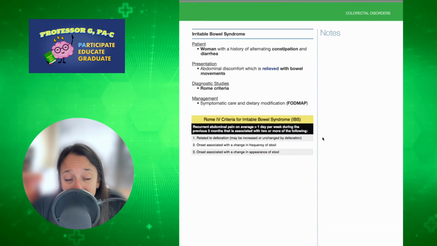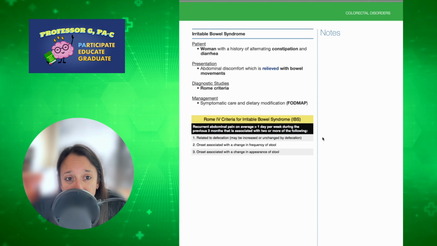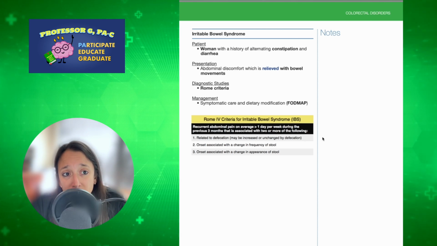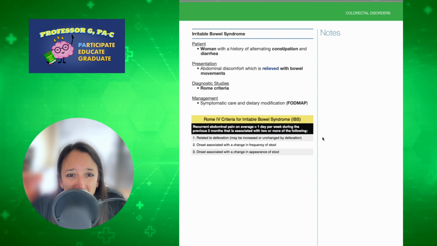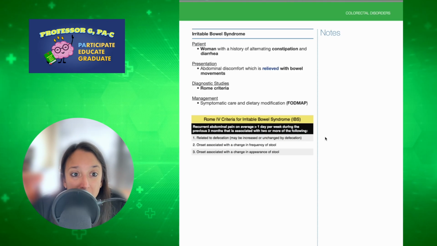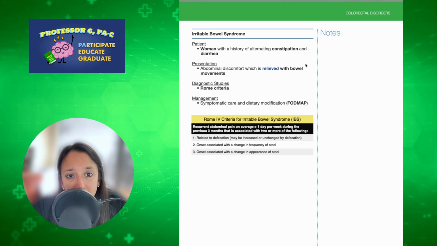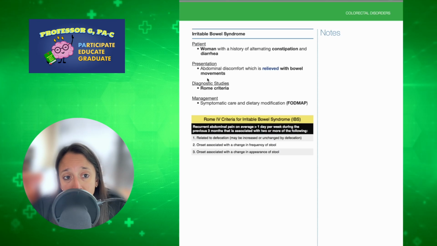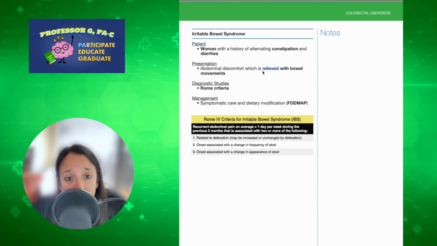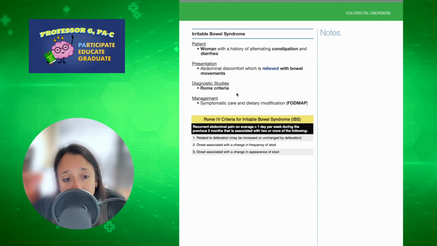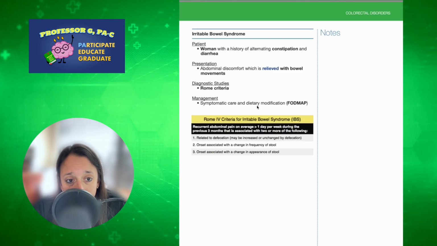IBS. So IBS is a chronic disease caused by inflammation of the bowel wall, and it can vary from constipation-based to diarrhea-based to a mixed bag. And so we often see it in younger women with a history of alternating constipation or diarrhea, one or both. And they often get abdominal discomfort, which is relieved with bowel movements. And to diagnose them, it's a clinical diagnosis and a diagnosis of exclusion based on the Rome criteria.